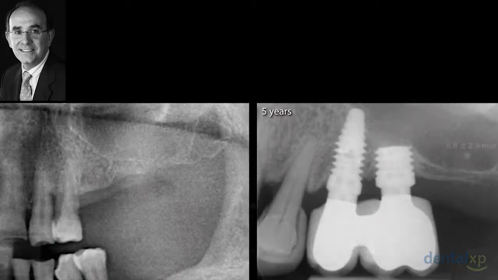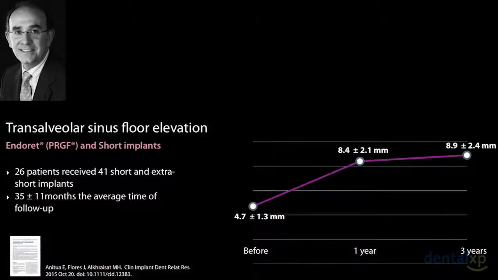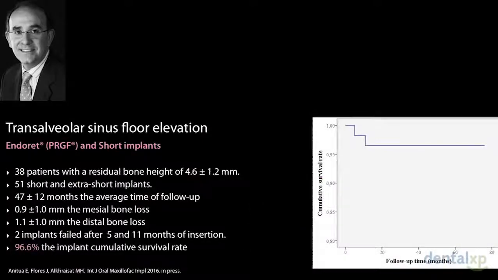I published this article, and it's curious how we observe that it is possible to increase nearly 3 to 4 millimeters in the apical growth using this protocol, using the PRGF Endoret. In another study, with more implants, we observed 97% success with this protocol.